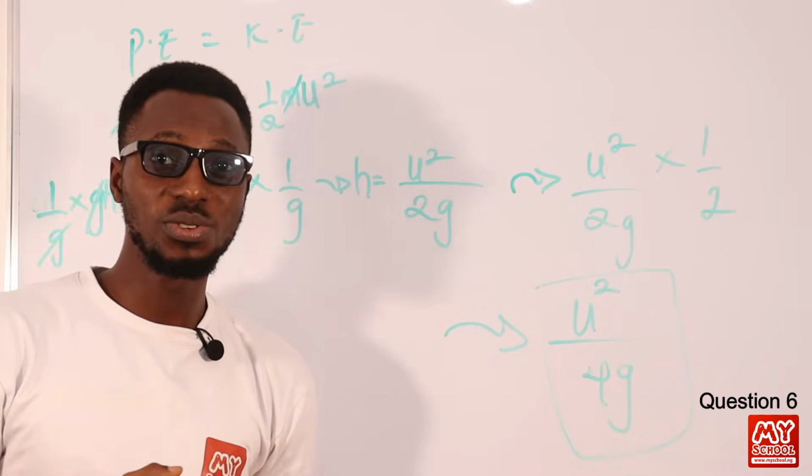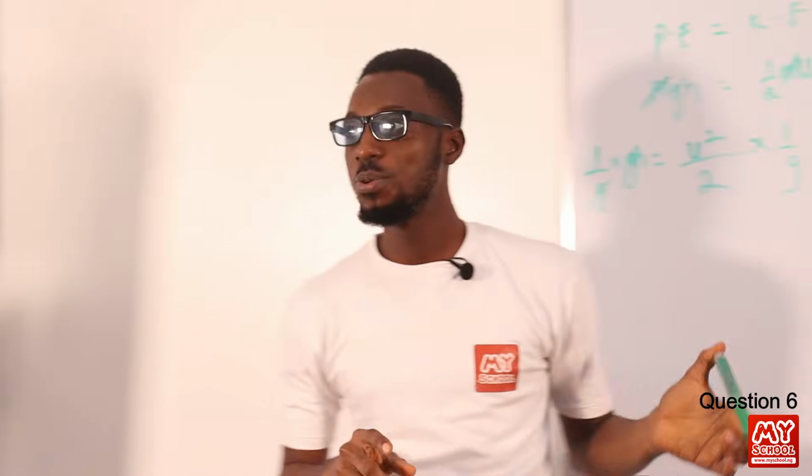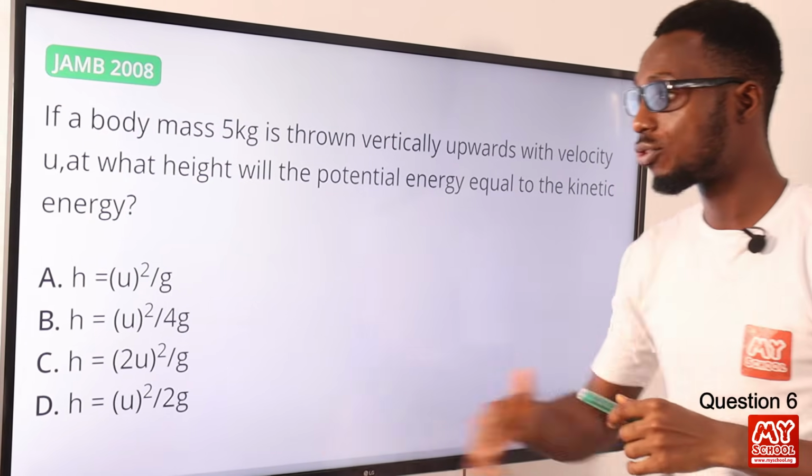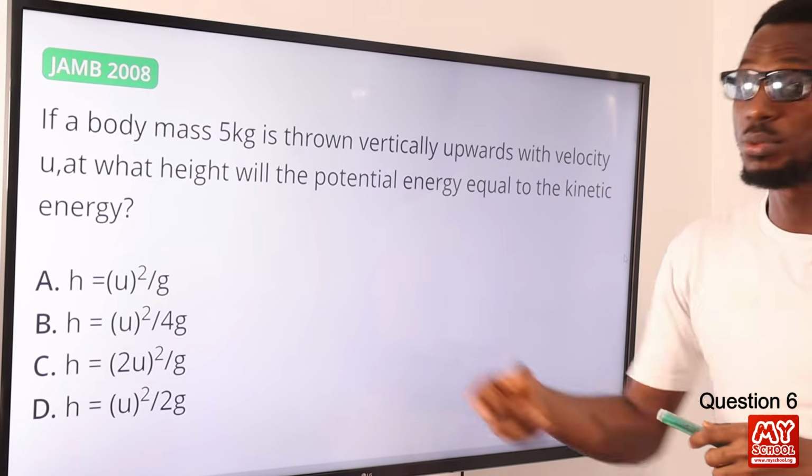So let's go back to the screen to select this value. So we have u squared over 4g presented in option B. So option B should be your option.